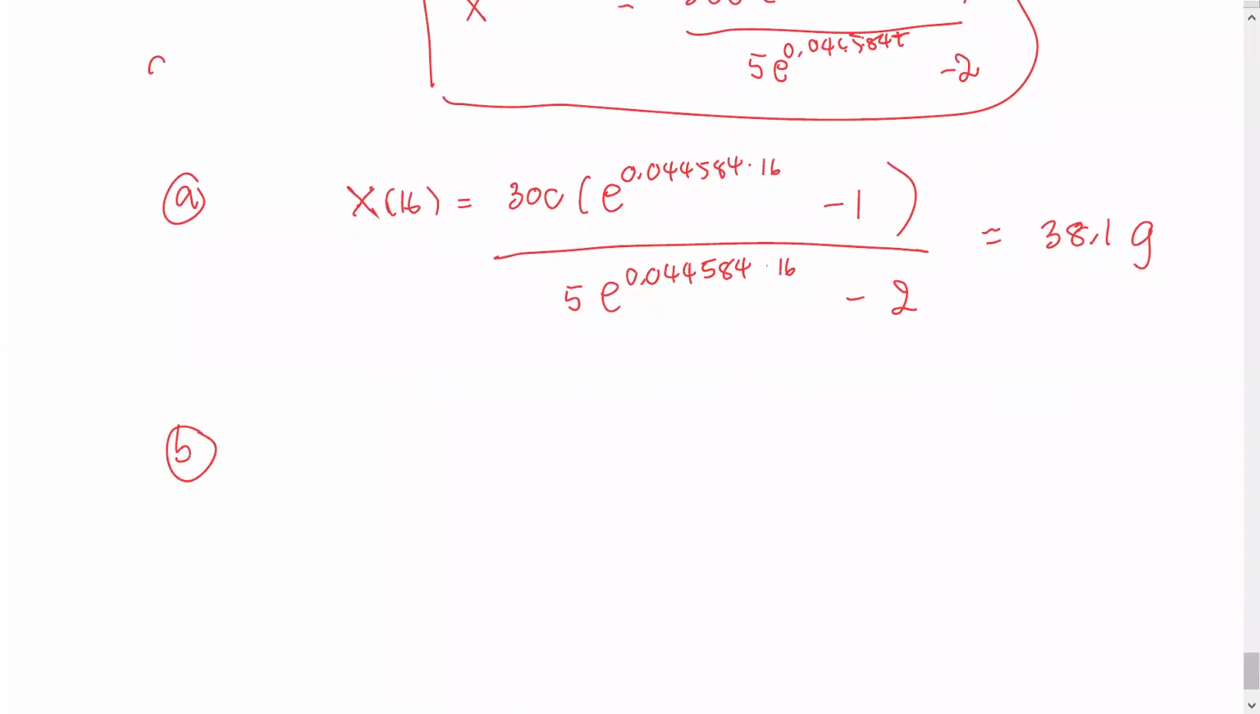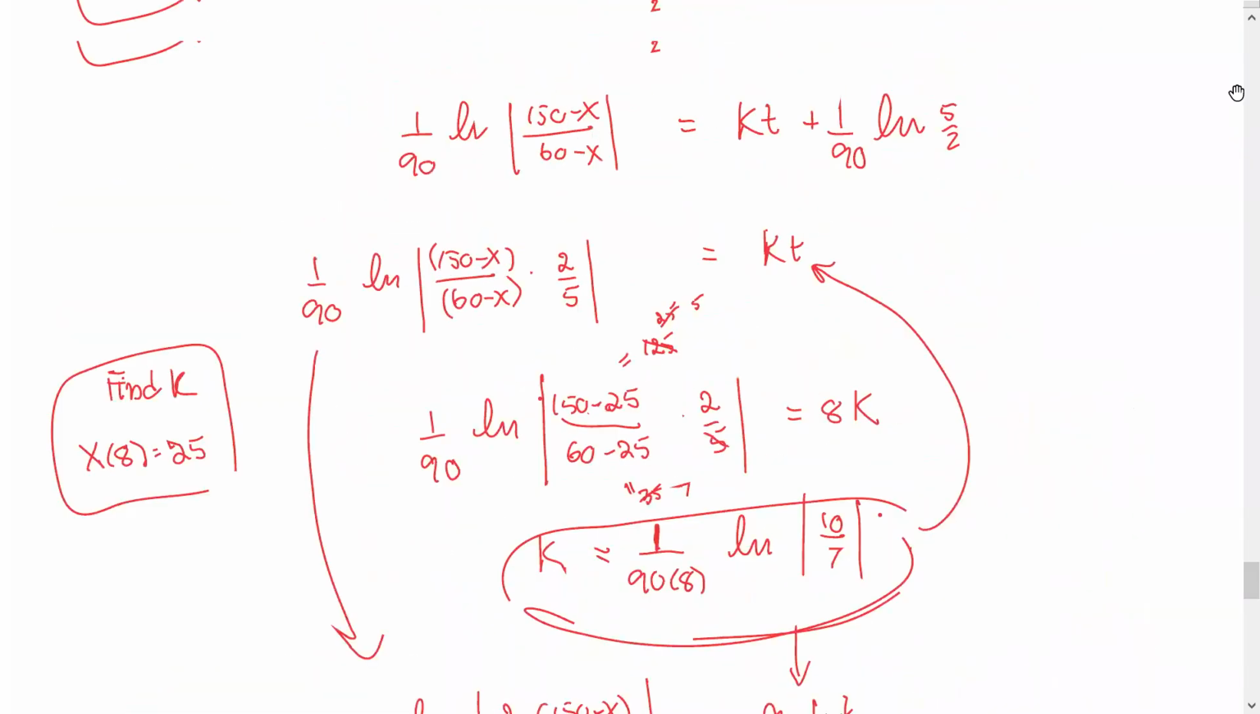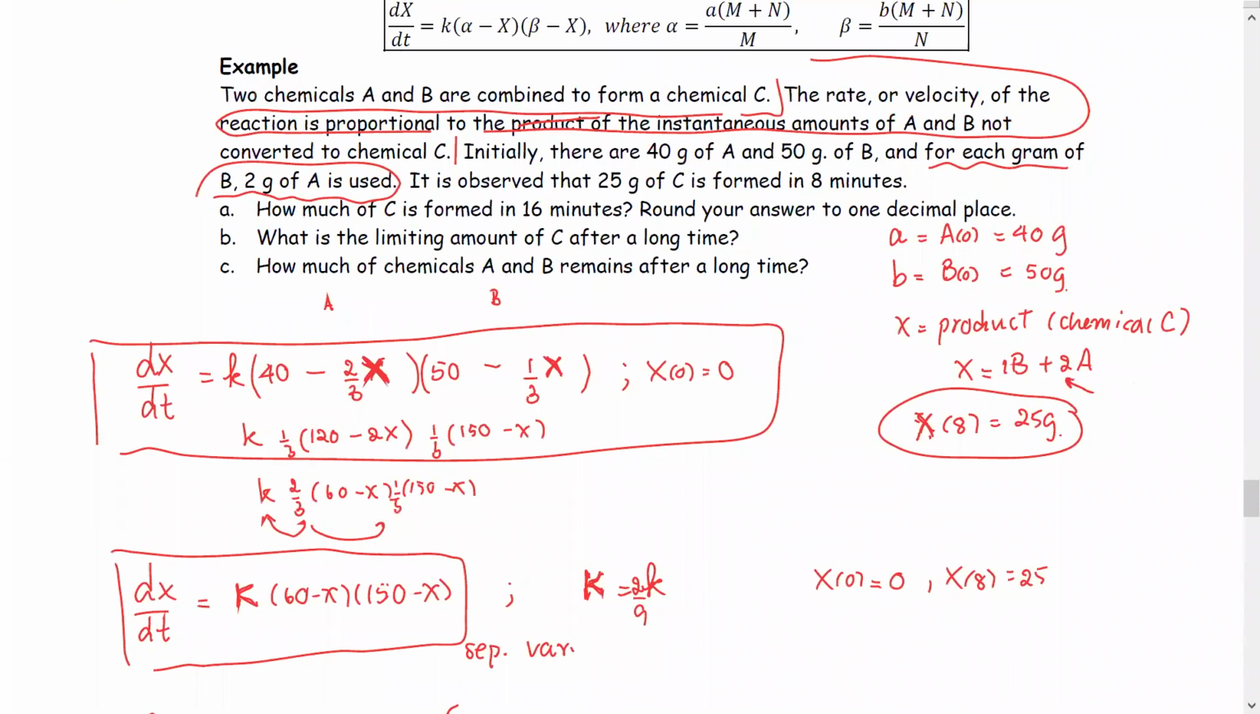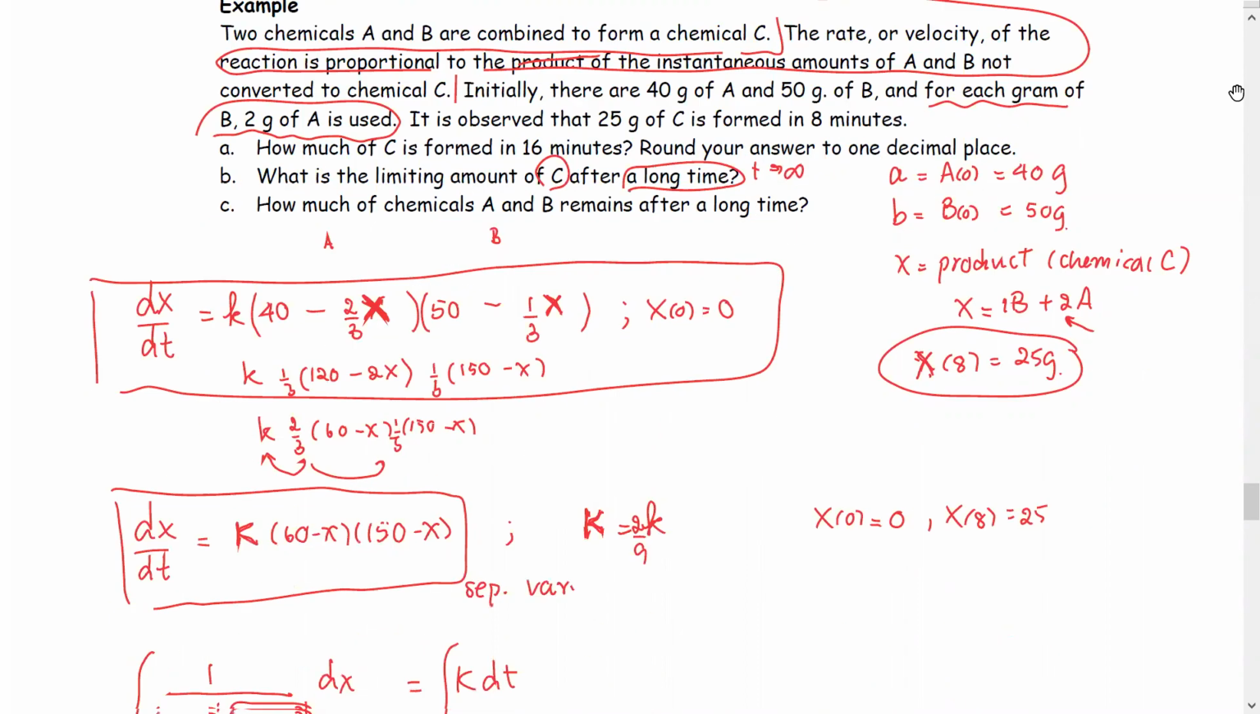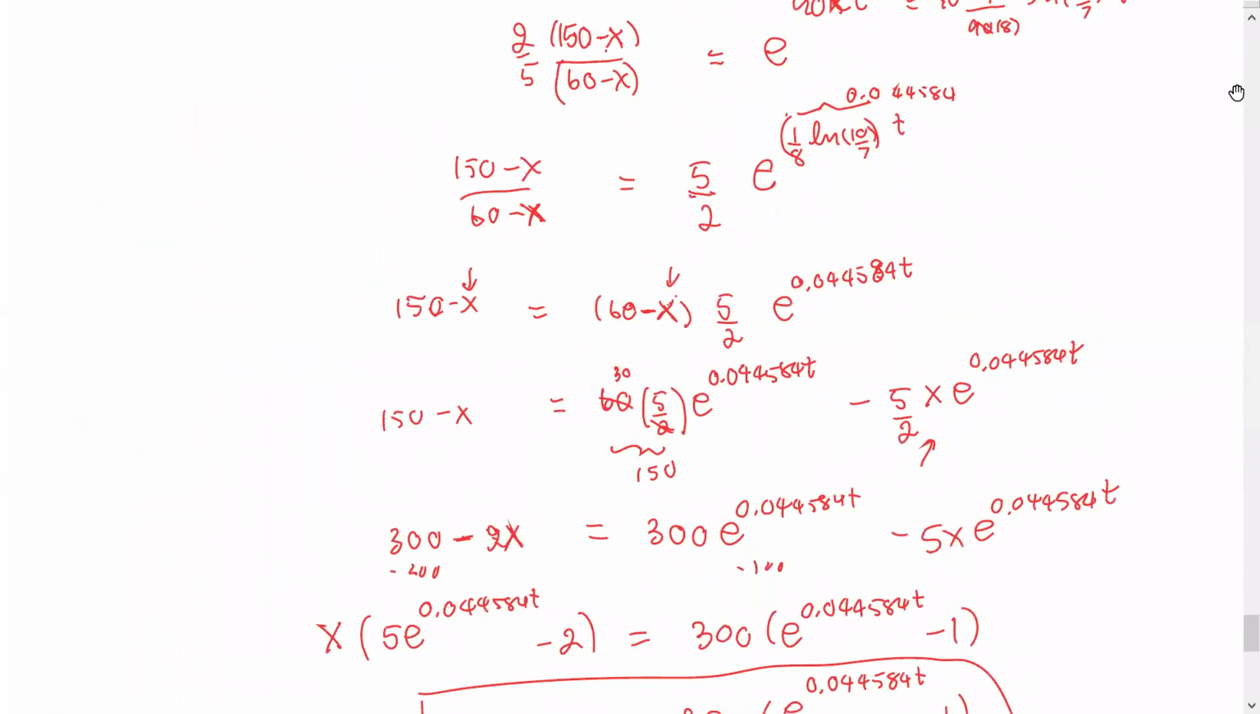And then part B. Let's go back to the question. It's already 2.5 pages. So part D, what is the limiting amount of C after a long time? After a long time, that means as T approaches infinity, what happened to the C? Basically, you find the limit of the solution.